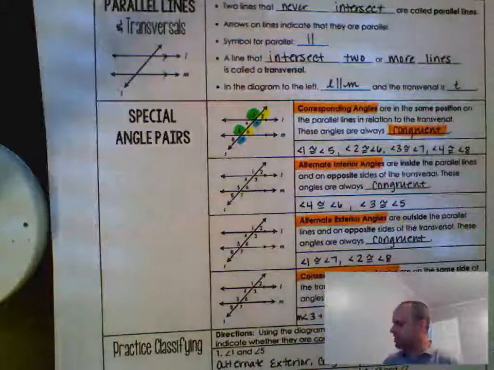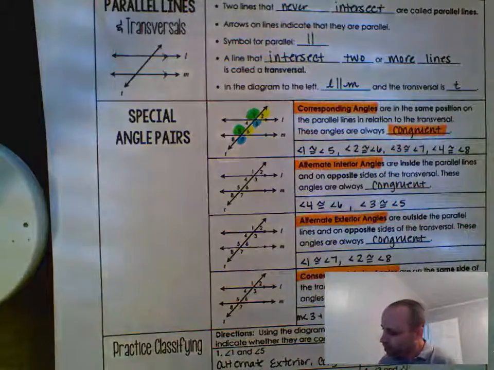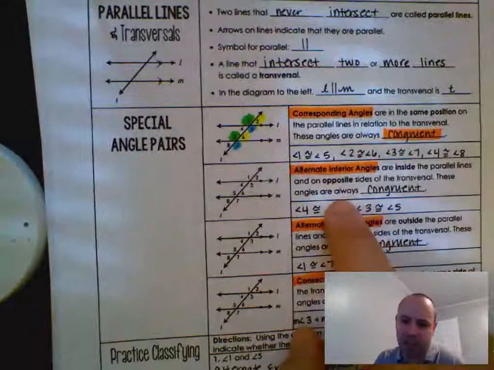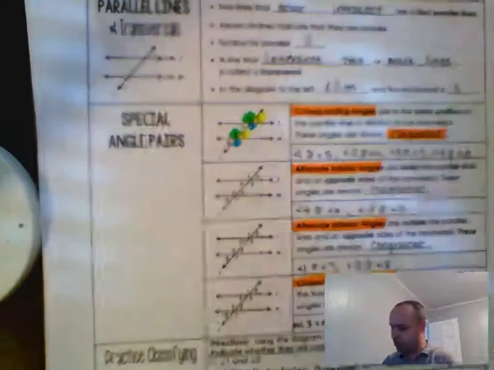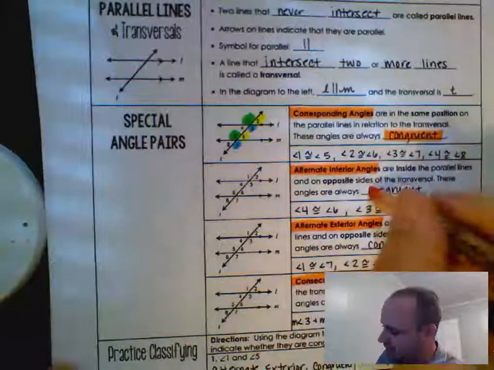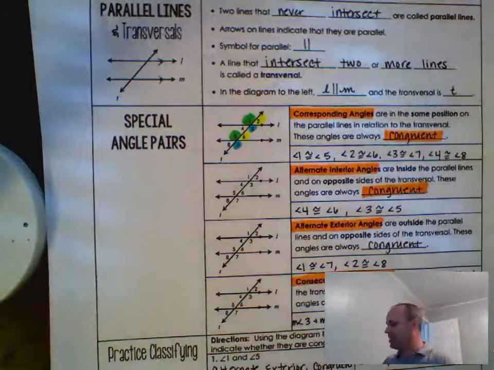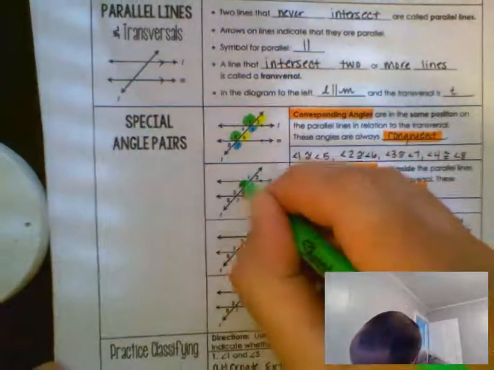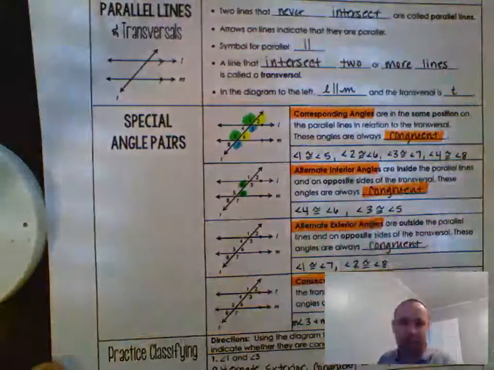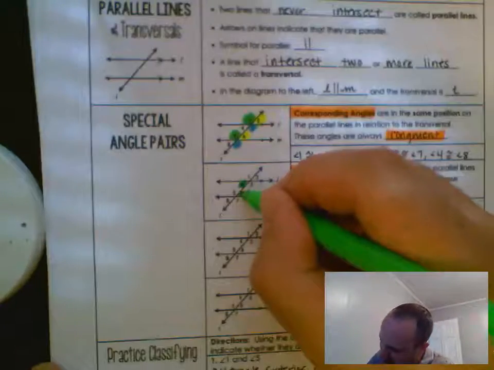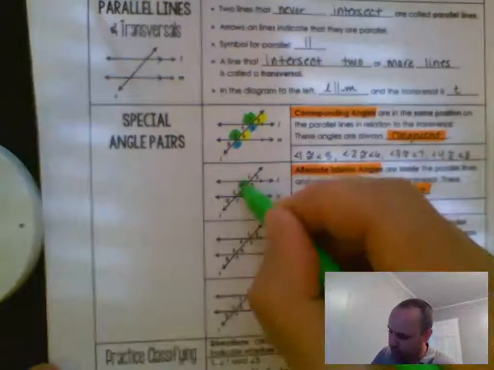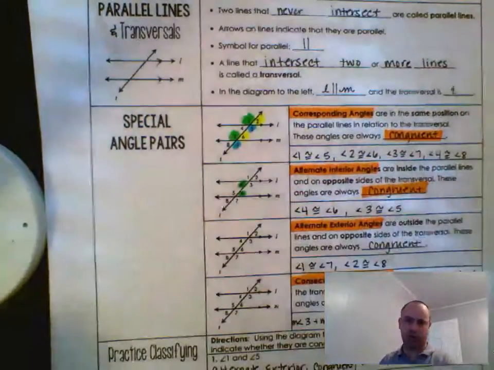All right, now alternate interior angles are a little different. They are inside the parallel lines, and they're on the opposite sides of the transversal. These angles are also congruent, so they're the same size and the same shape. Let me show you what I mean by these. Angles 4 and 6 are alternate interior. They're inside the two lines and they're on opposite sides of the transversal, kind of diagonal from each other. So they're alternate interior.